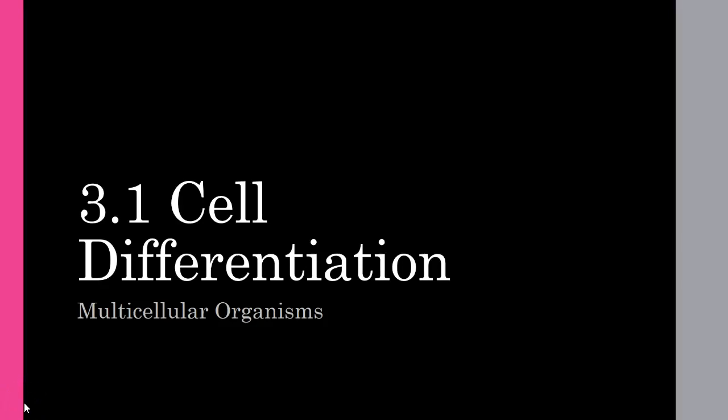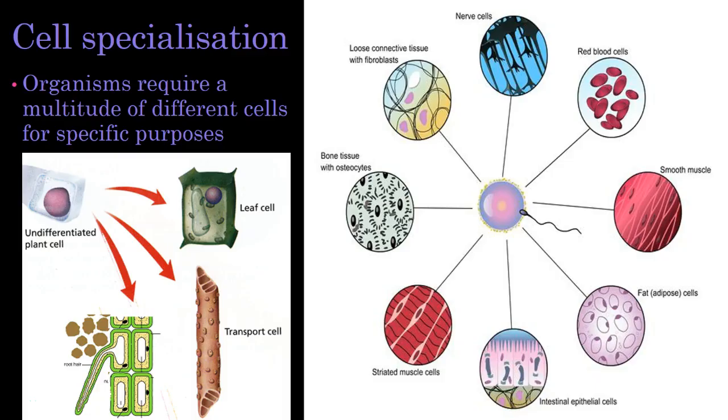All right, so today's PowerPoint will be on cell differentiation, which is the first part of multicellular organisms, which is topic 3. So cells need to be able to specialize because an organism requires many different types of cells that all have specific purposes. And cells will all start out as what's called an undifferentiated cell, and that cell will then form different structures that allow them to have a specific function within the body.